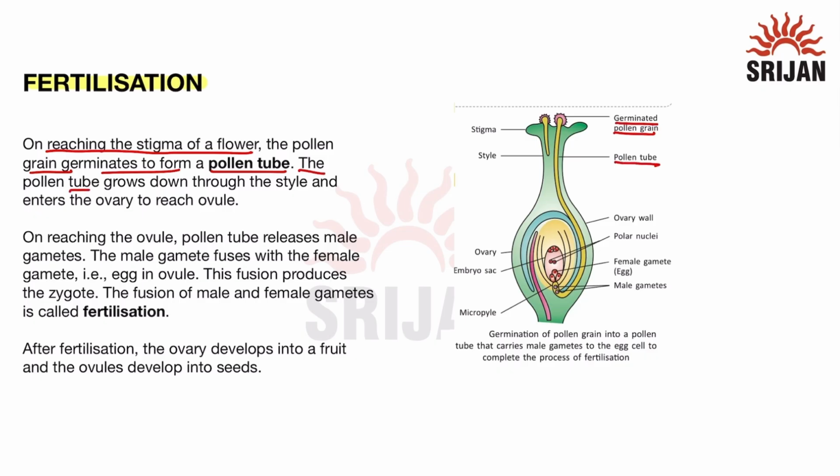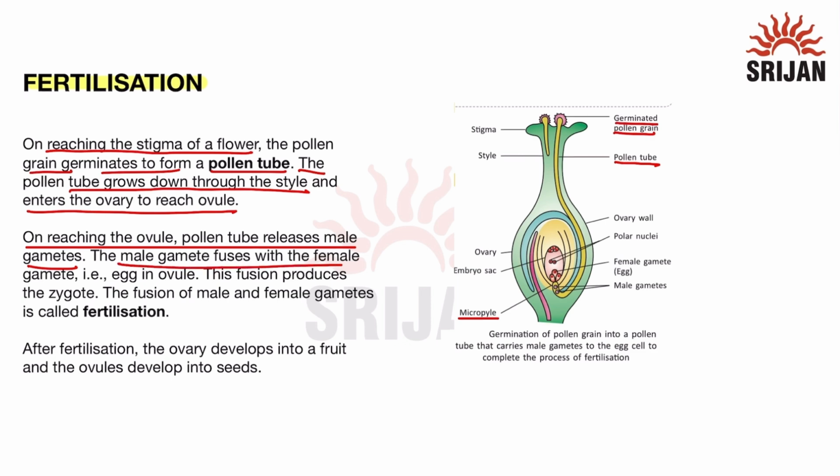Now this pollen tube grows down the style and enters the ovary to reach the ovule. So this pollen tube will grow through the style and reach the ovary so that it can fuse the male gamete with the female gamete. On reaching the ovule, the pollen tube releases the male gametes. When this pollen tube reaches the ovule, it enters through a small opening which is known as the micropyle.